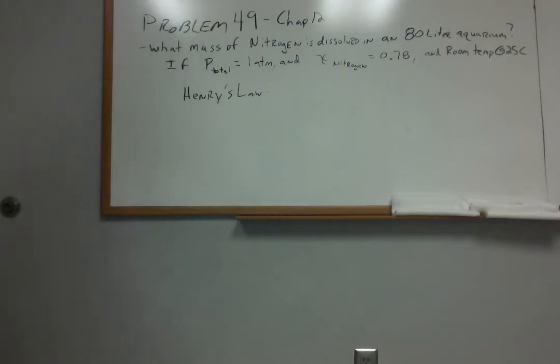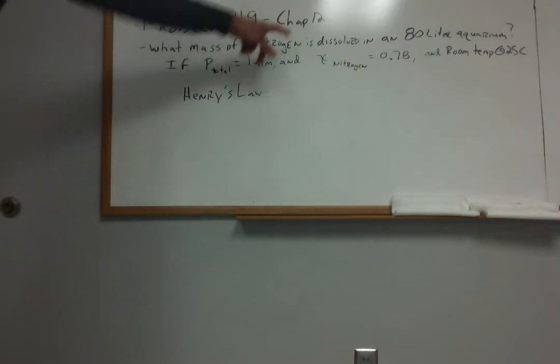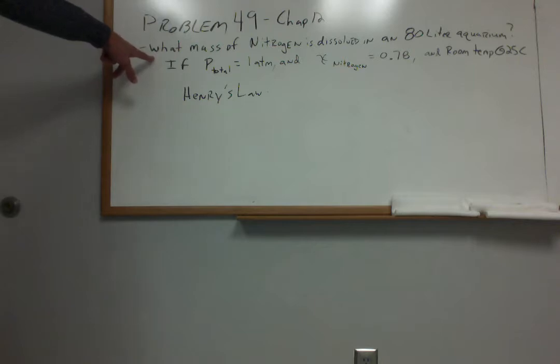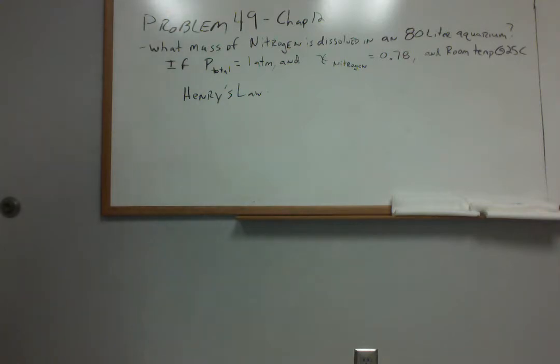I found a really interesting problem in your book, and I wanted to consider it because it's kind of fun. It's number 49 from chapter 12. It asks us what mass of nitrogen gas is dissolved in an 80-liter home aquarium. It's kind of a fun problem to think about how much nitrogen gas might be in your fish tank if you happen to have fish. I didn't know the answer, so I figured I'd work this problem because it sounds pretty interesting. It's a cool application in chemistry, all right?